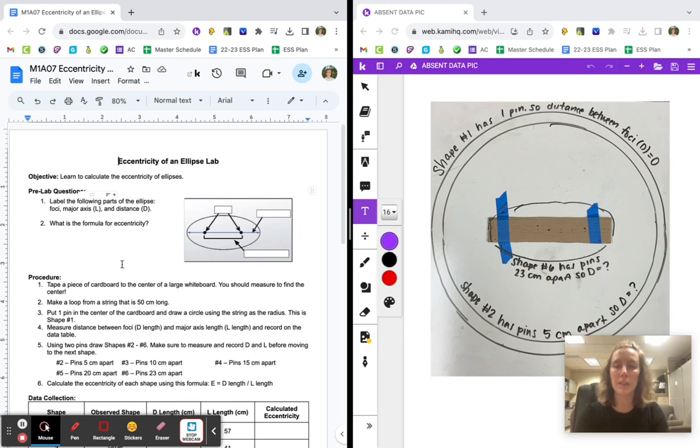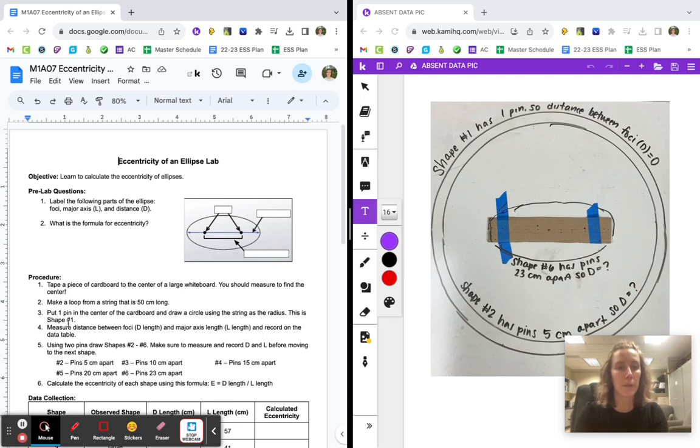So we would tape a piece of cardboard. I took a picture of a beautiful set of ellipses that I drew. And so I taped the cardboard to the middle of my whiteboard. And then I have a loop of string. So I would take this loop of string and I would use that to draw my shapes here.